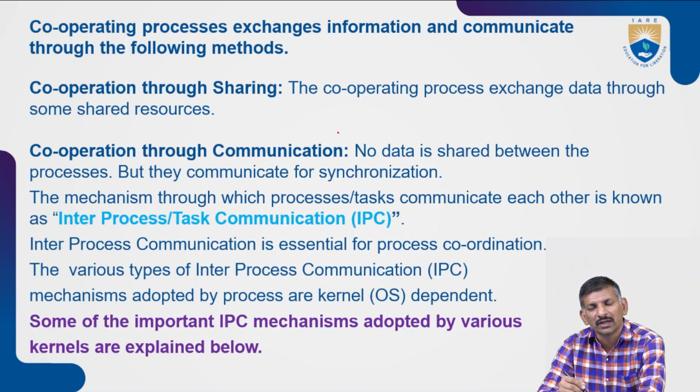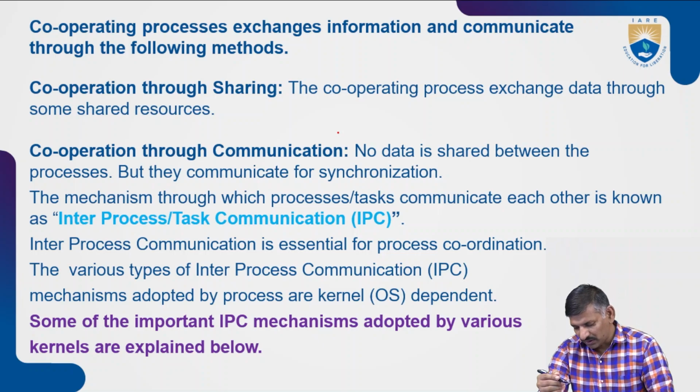If you want to share data, first we need to establish the communication. For that we use different synchronizing techniques. For synchronizing two processes, you need to give some data. That is also one type of communication. The mechanism through which processes communicate with each other is known as inter-process communication. There are various inter-process communication methods. We will check one by one.